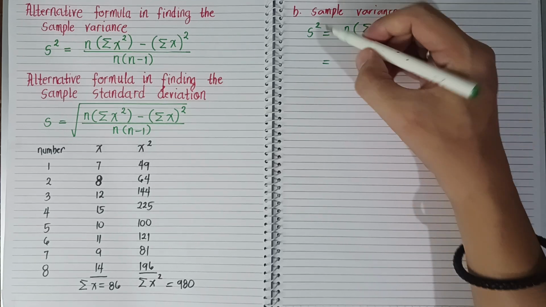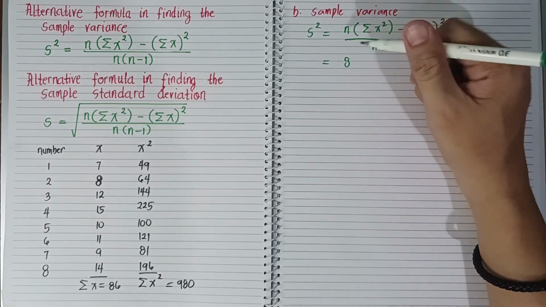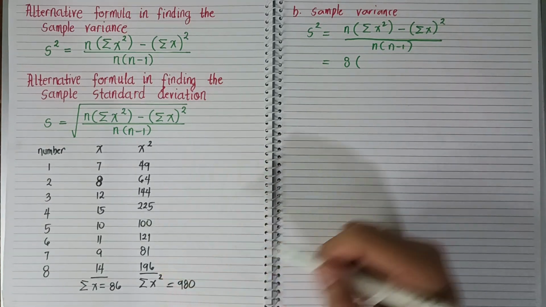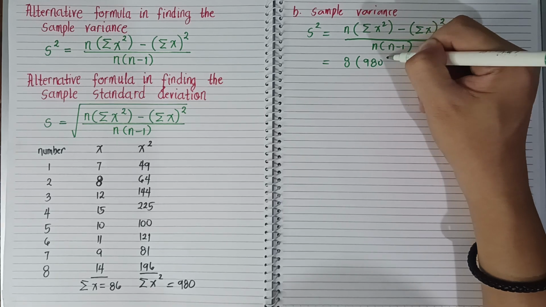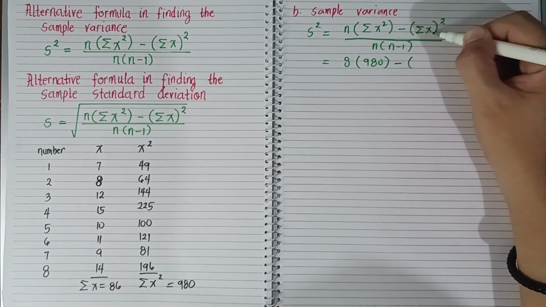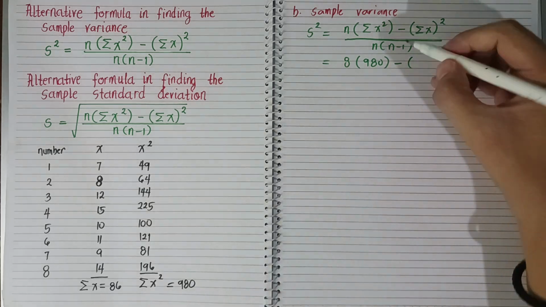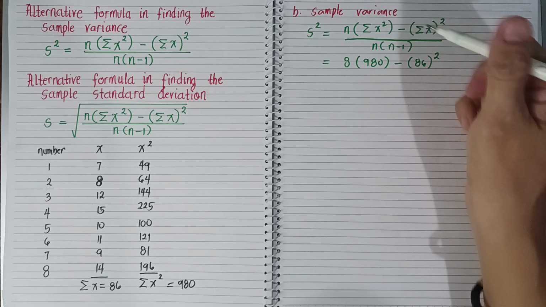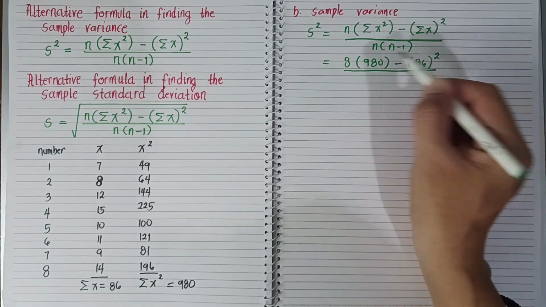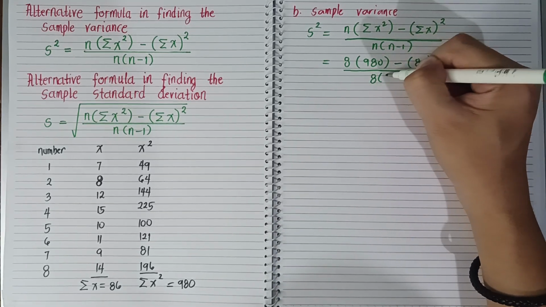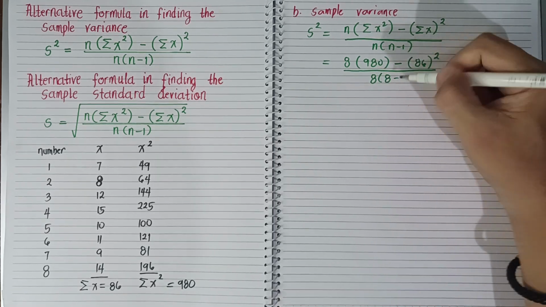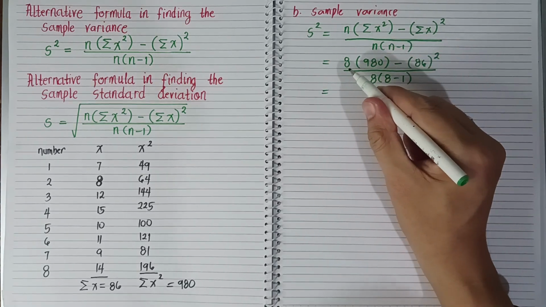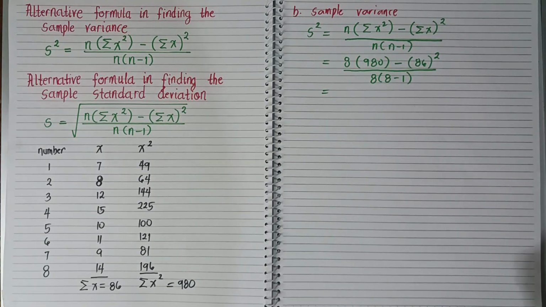So your N here is 8. Tama? Okay, next. And then summation of X squared, which is ito yon guys. Tingin tayo sa table natin. So, 980 yan. Minus summation of X only. Summation of X, which is 86. And then, squared. Yan. Gets? And then, all over. So, N natin ay 8. So, 8 yan. Replace N by 8. Okay, minus 1.